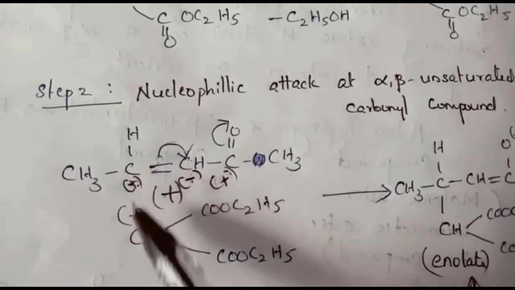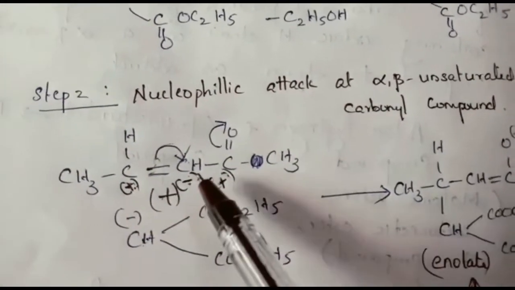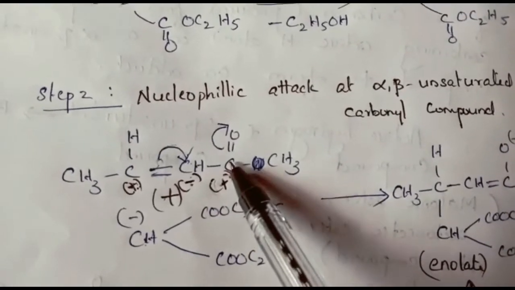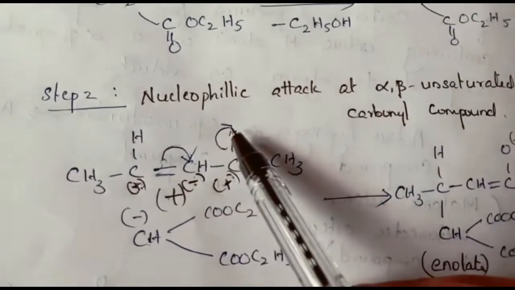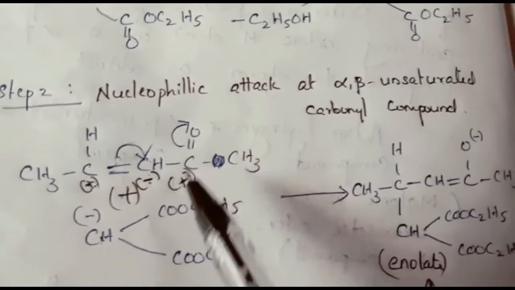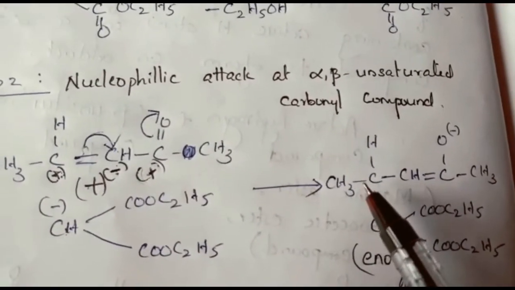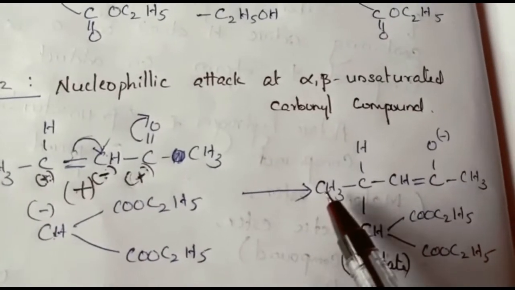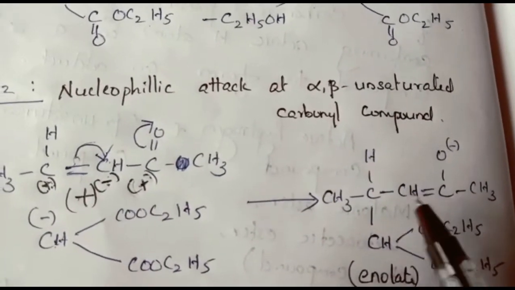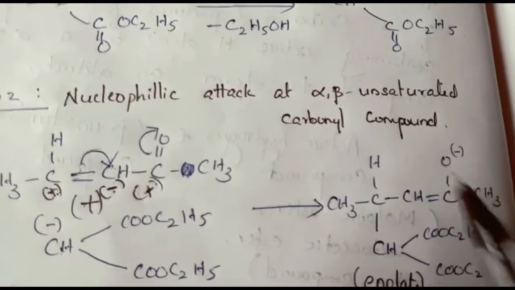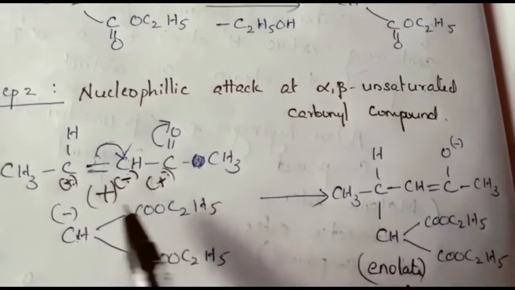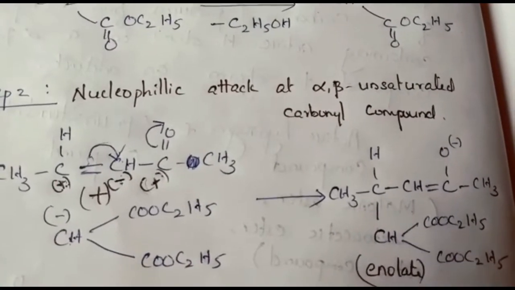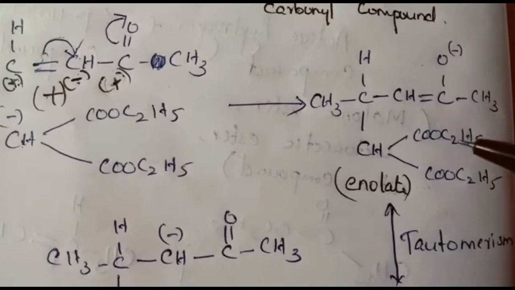A new C-C bond will be formed. And here the additional negative and positive will form a double bond, and the electron is shifted towards the oxygen. So oxygen atom acquires negative charge. See the new bond here. So the product is CH3CH=C(O minus)CH3, and here this malonic ester group, the carbanion group, will be attached to this carbon atom. So this is the enolate form.